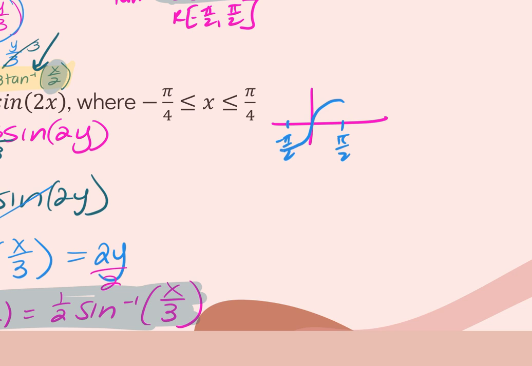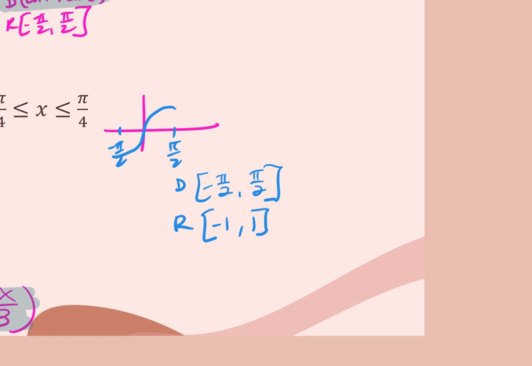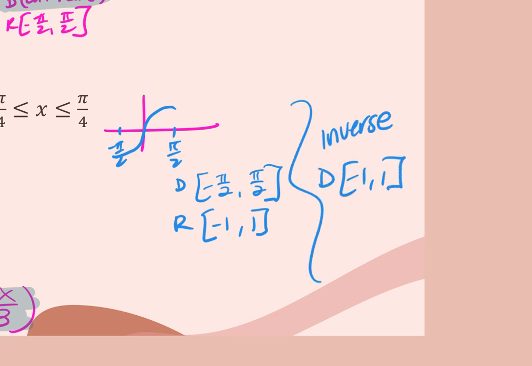My curve looks like this. What's the domain? Actually, it doesn't even matter what the domain is because we're going to switch it to get the range. But let's say, what's the domain restriction here? Negative pi over 2 to positive pi over 2. What's the range restriction here? Negative 1 to positive 1. So on my inverse function, my domain restriction is what? Negative 1 to 1. And my range restriction is negative pi over 2 to positive pi over 2.